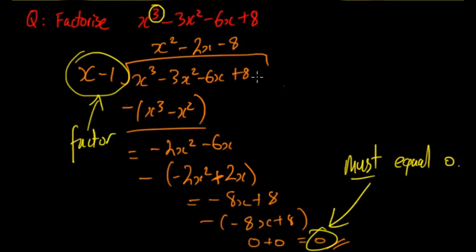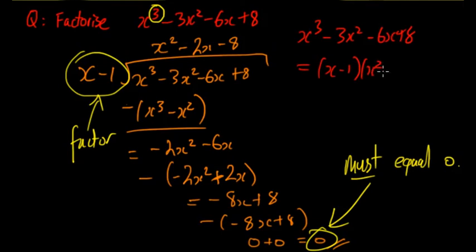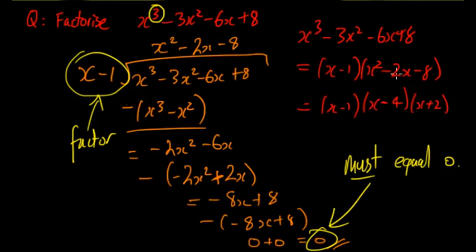That means we can write this in the factorized form. So x^3 - 3x^2 - 6x + 8 is equal to (x - 1)(x^2 - 2x - 8), which is equal to (x - 1)(x - 4)(x + 2). And that's just a simplified version of those two, factorized. So we get this as the final answer.